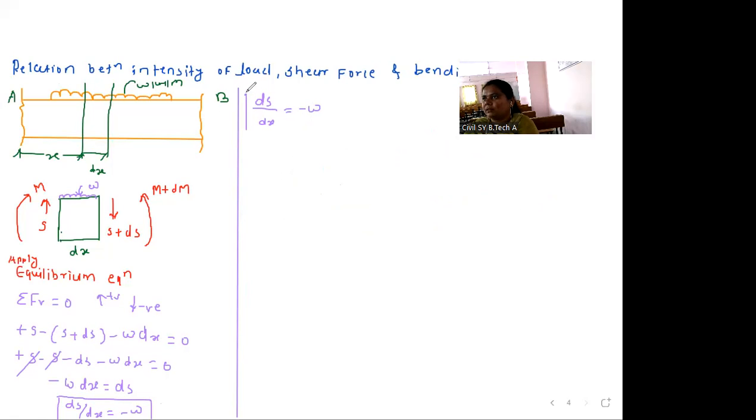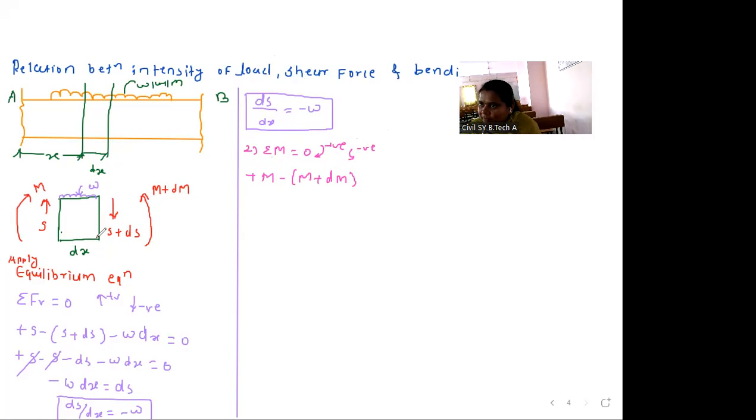So we will apply the second equation, then I will explain this, so you will understand easily. The second equation for equilibrium is summation of moment equal to 0. For this, clockwise moment is positive and anti-clockwise moment negative. So this M is clockwise, so plus M, and this M plus dM is anti-clockwise, so minus M plus dM.